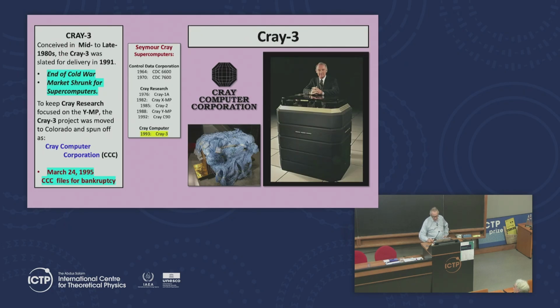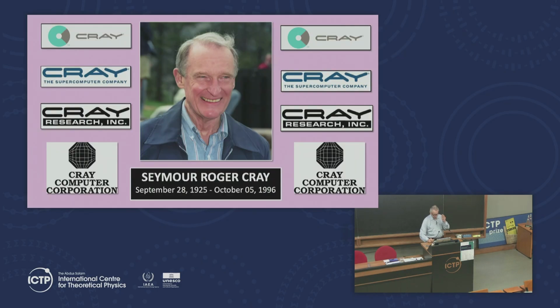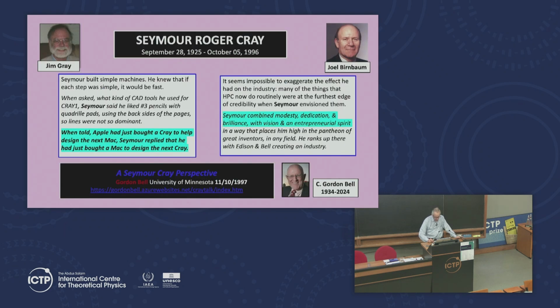And then he started another company to try and build the Cray 3. That coincided with the end of the Cold War and no demand for supercomputers. The market disappeared. It went bankrupt. And he died in a car crash a year later. I couldn't see any indication that that was a suicide.